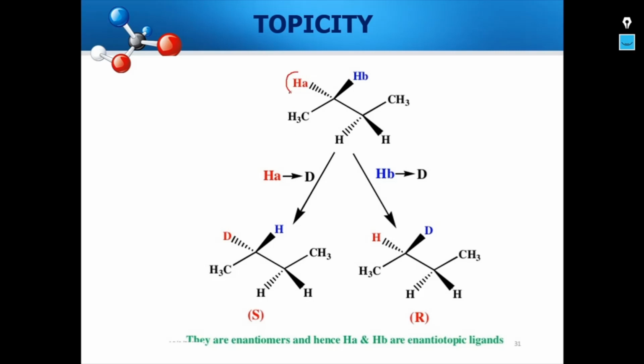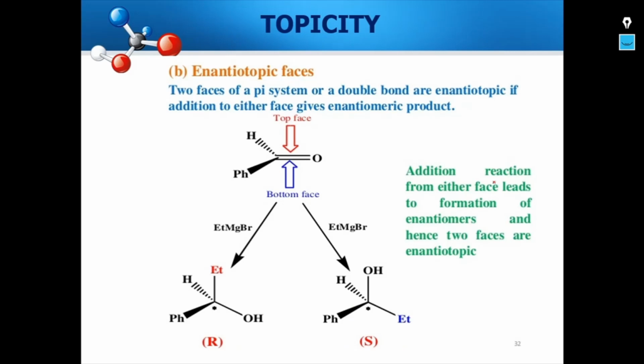Another example where we have two hydrogens, and please remember in all these places we are not talking about a prochiral center, but if we can replace these two hydrogens with deuterium, we end up with two molecules. They are non-superimposable mirror images of each other. So they are enantiomers, and HA and HB are enantiotopic ligands.